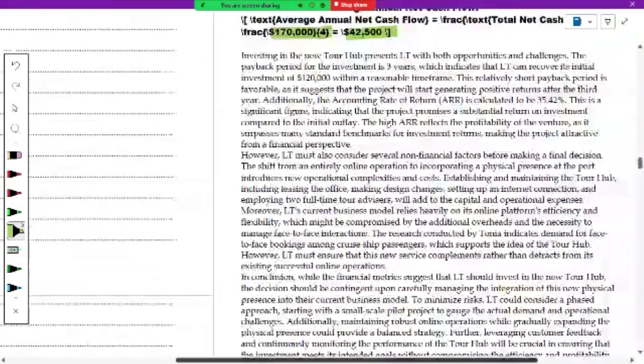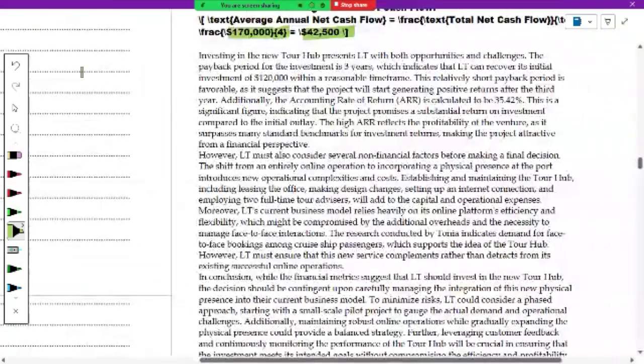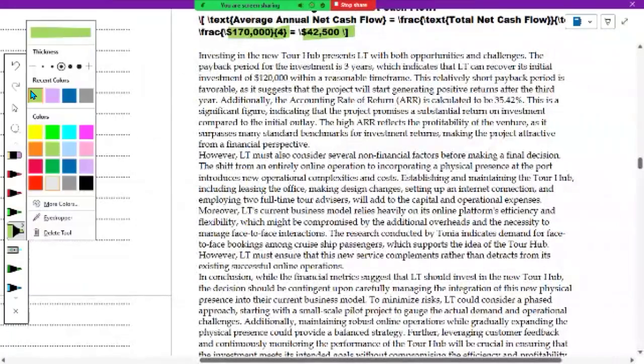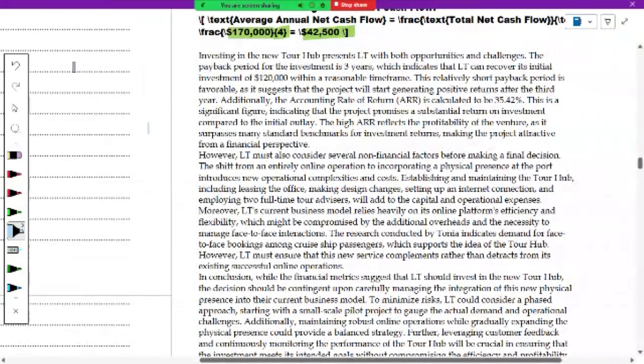So this is basically a 12 mark question. Okay, so now let's go. Investing in the new tour hub presents LT with both opportunities and challenges.